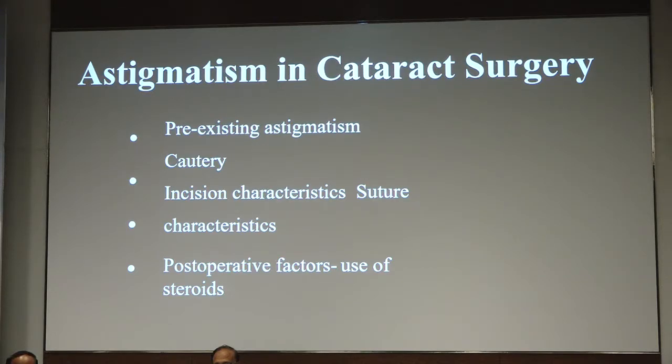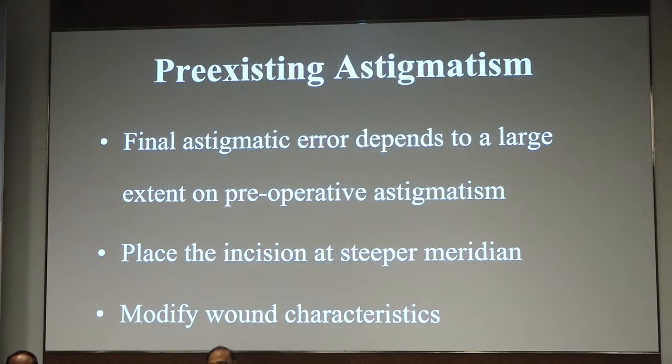How can we induce astigmatism in patients when doing surgeries? By doing cautery in the wrong way, by not placing the incision in the right way, by modifying the suture characteristics, and also post-operative factors like not using steroids correctly. The final astigmatic error largely depends on where your pre-operative astigmatism is. So wherever your cornea is steep, place your incision in that meridian.